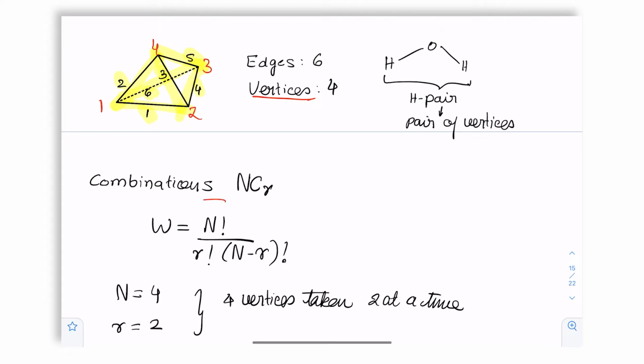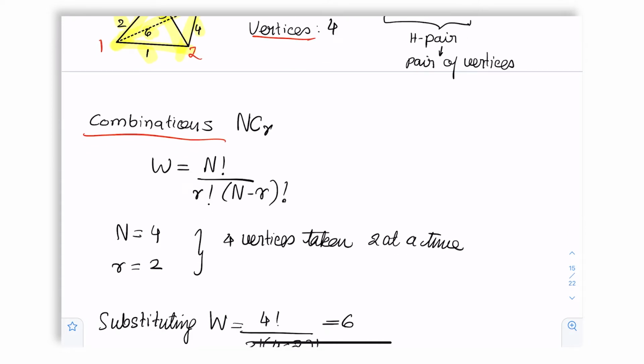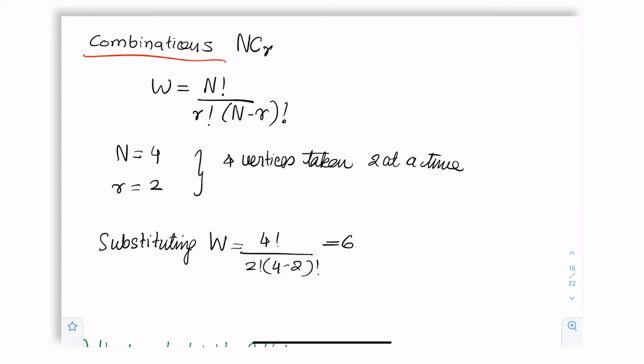So we can write the number of combinations as nCr, where the combinations are given as W, or the possibilities, as N factorial upon factorial R upon factorial N minus R, where the total number of vertices is N, 4, taken 2 at a time. This is what we did, right? Substituting, we get factorial 4 upon factorial 2 times factorial 4 minus 2, which is equal to 6.